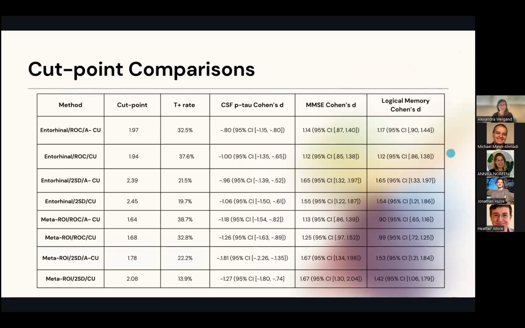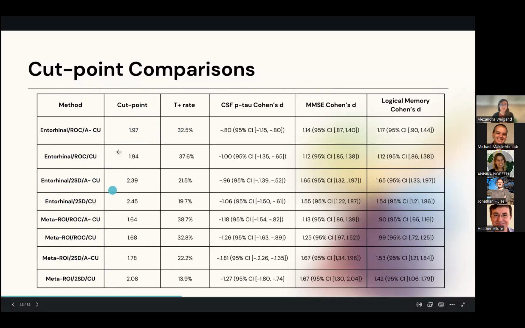So this is a pretty busy table, and I'm going to break it down for you because this looks at those 8 different methods that I mentioned. Those methods are over here on the left. You can see that half the methods use the entorhinal cortex and half use the metatemporal region. Half used receiver operating characteristics, both within the meta ROI and the entorhinal region, and the other half used 2 standard deviations above the mean of the comparison group. And then half used an amyloid negative cognitively unimpaired comparison group, and the other half used just an overall cognitively unimpaired comparison group, resulting in these 8 methods here, each of which derived a unique cut point and a resultant unique tau positivity rate based on that cut point.